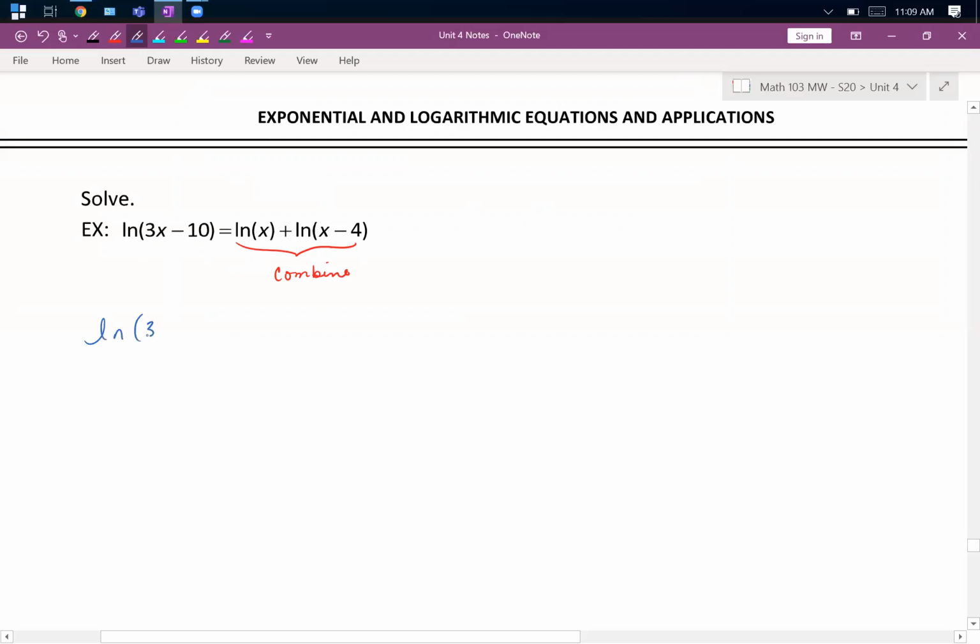The operation between the two logs is addition, so what are we going to do with the arguments to combine them? Multiply. We're going to multiply them, so we end up with x times x minus 4. Now that we have one log equal to one log, our one-to-one property allows us to simply set the arguments equal to each other and solve that resulting equation. We'll distribute on the right.